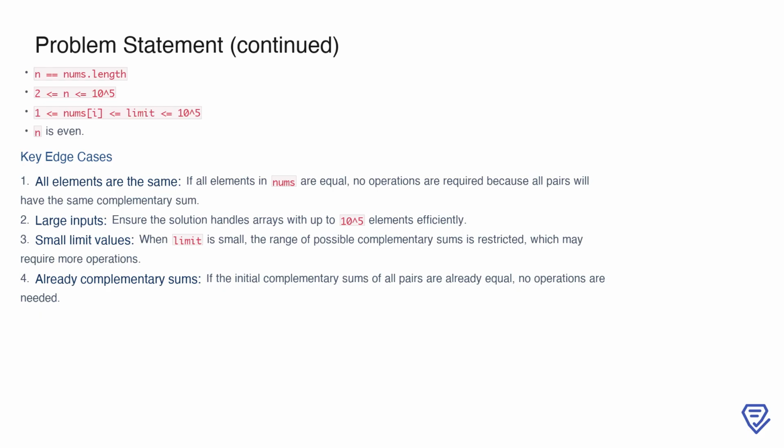The problem also comes with constraints and important edge cases. The length of the array n is always even and can go up to 10^5. Each element in the array falls between 1 and limit, where limit can also be as large as 10^5. Key edge cases to consider include scenarios where all elements in the array are identical, which requires no changes, or when the limit is very small, narrowing the range of possible complementary sums. Additionally, the solution must handle large input sizes efficiently, ensuring it works within the given constraints.